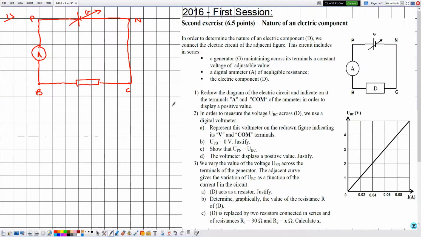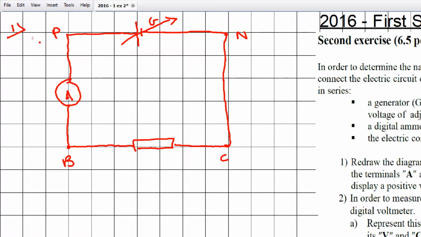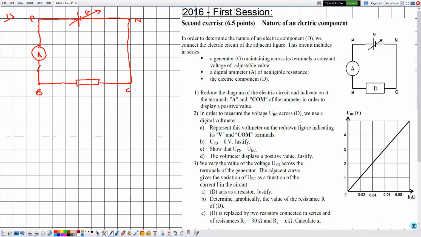Now we need to indicate the A and COM terminals of the ammeter in order to display a positive value. Positive value means that the COM terminal is connected to the negative pole. This is the negative pole. So going to the ammeter, this is the COM terminal and this is the A terminal.